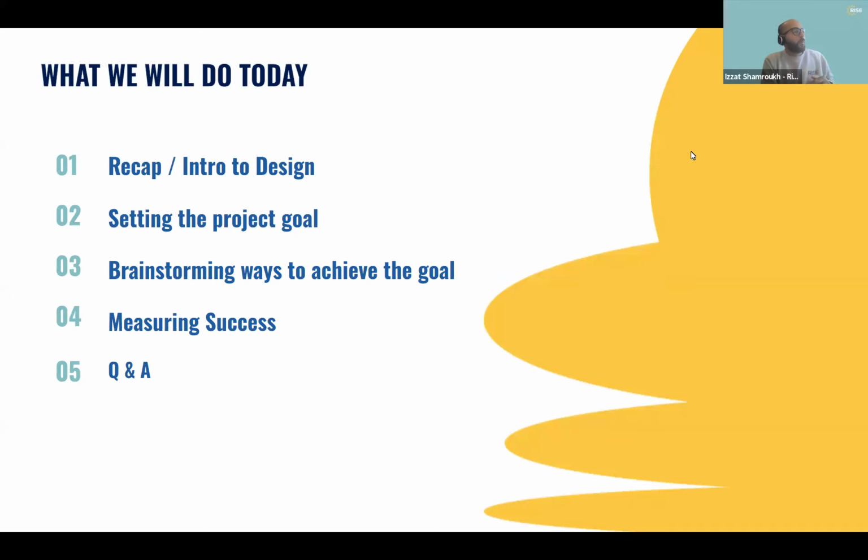What I will aim to do today is give you a general overview of what we have covered so far. We'll do an intro to the design part of the RISE challenge, and then we'll look at 3 sessions today. I'll aim to cover at least 2 sessions, setting the project goal and brainstorming ways to achieve the goal. And if we have time, we can cover measuring success. We are looking only at the design part today. Next week, we will be looking at the plan side of the RISE challenge.